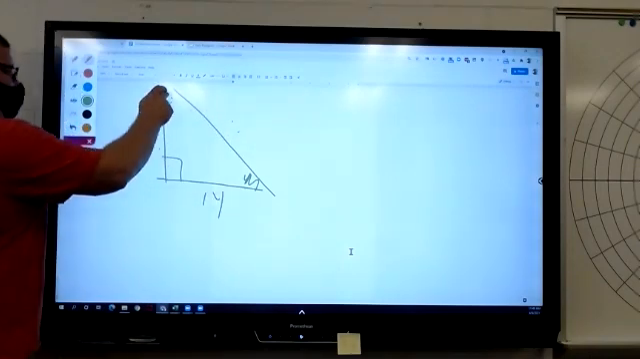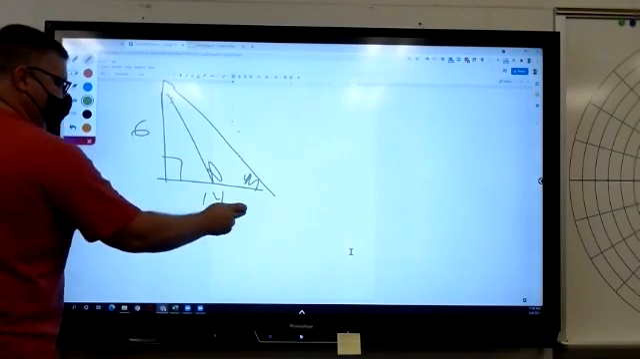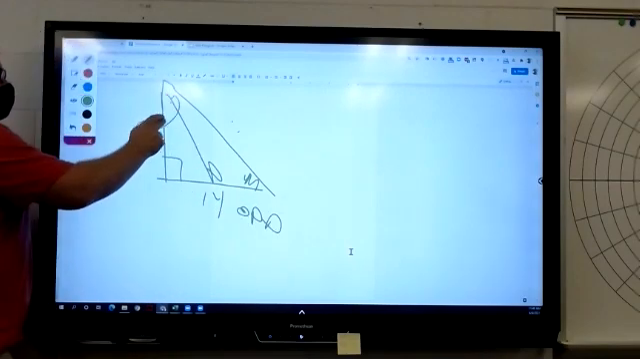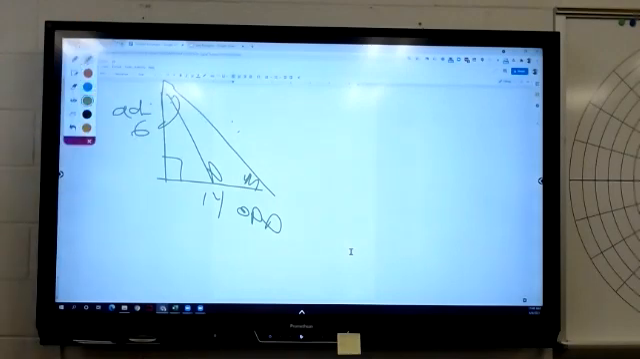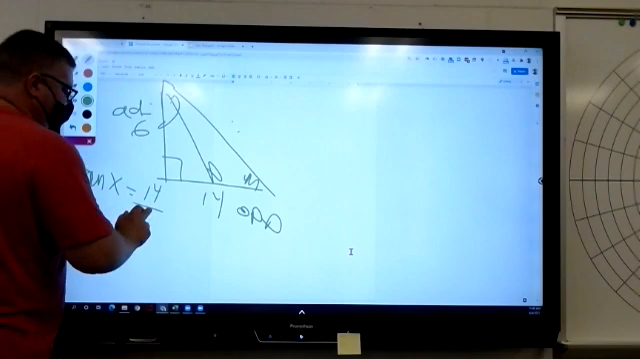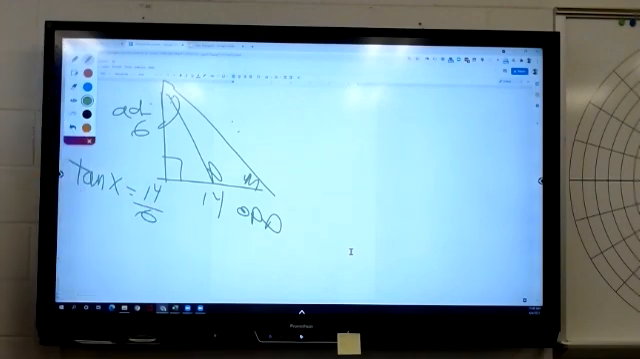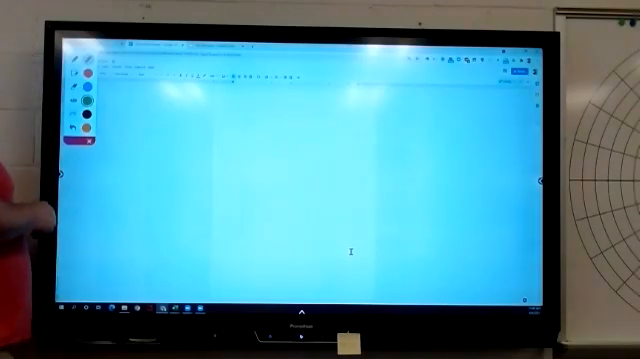If I wanted to find this angle, what side is this guy over here? Opposite. What is this side over here? Adjacent. And so what would I use if I have an opposite and adjacent? Tangent. I'd say tan of the thing I don't know equals 14 over 6, and could I go from there? Yes. Now, that's not law of sines. That's using sine, cosine, tangent.